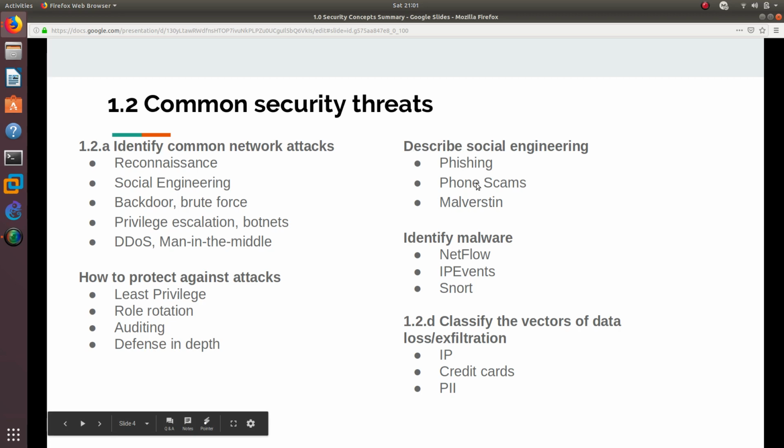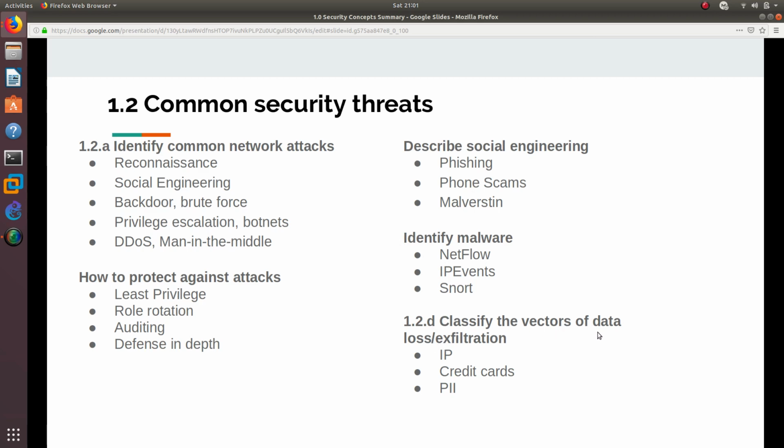And then these are some of the types of social engineering: phishing, phone scams, and malvertising. This is when you install software that you don't need, and it just gives you a lot of ads and stuff like that. And this is how we are able to identify malware. You can use NetFlow, IP events, or Snort.